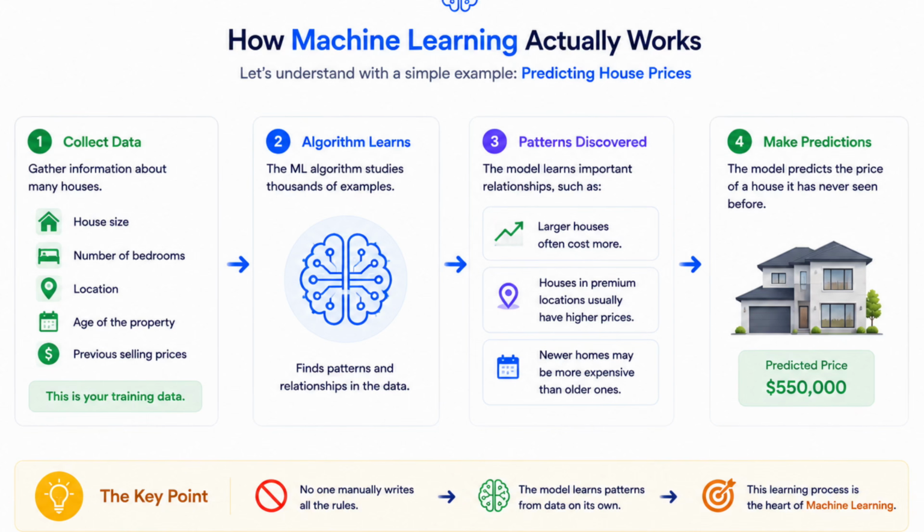After learning these patterns, the model can predict the price of a house it has never seen before. Notice something important. Nobody manually told the system every possible rule. The model discovered those patterns by learning from data. This learning process is the heart of machine learning.